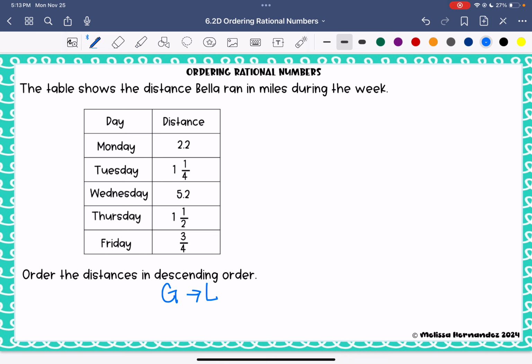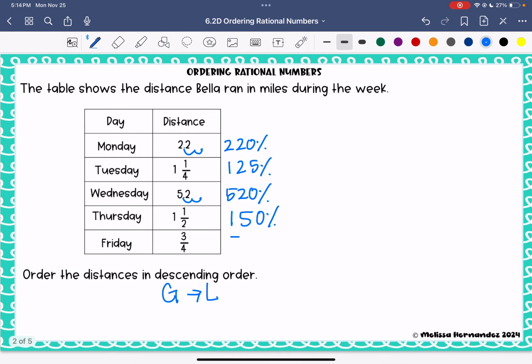So to go from a decimal to a percent, you multiply by 100 and you show it by moving 2 to the right. So 1/4 is a benchmark fraction. We know that's 25%, or we should know, so it'd be 125%. Same with 5.2, we multiply by 100. Show it by moving 2 to the right, and then this is 150% because half is a benchmark fraction that we've been learning for a while, and then 3/4 is 75%.